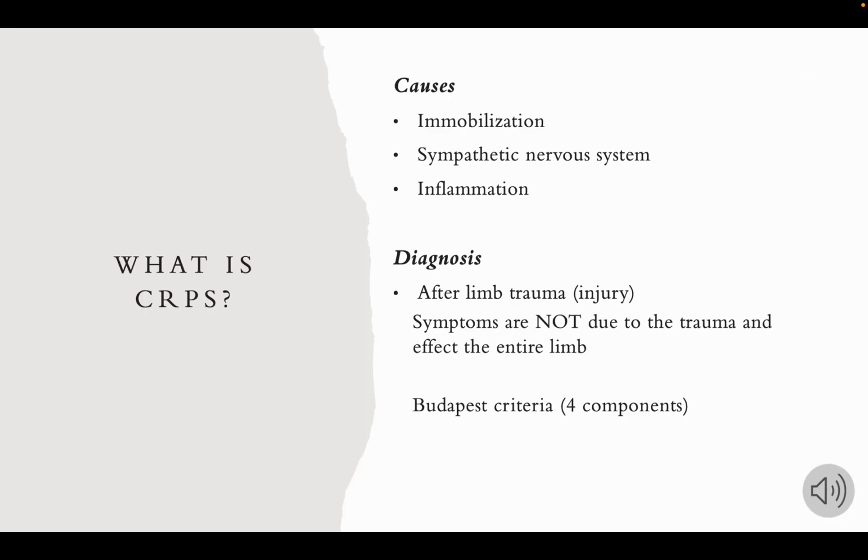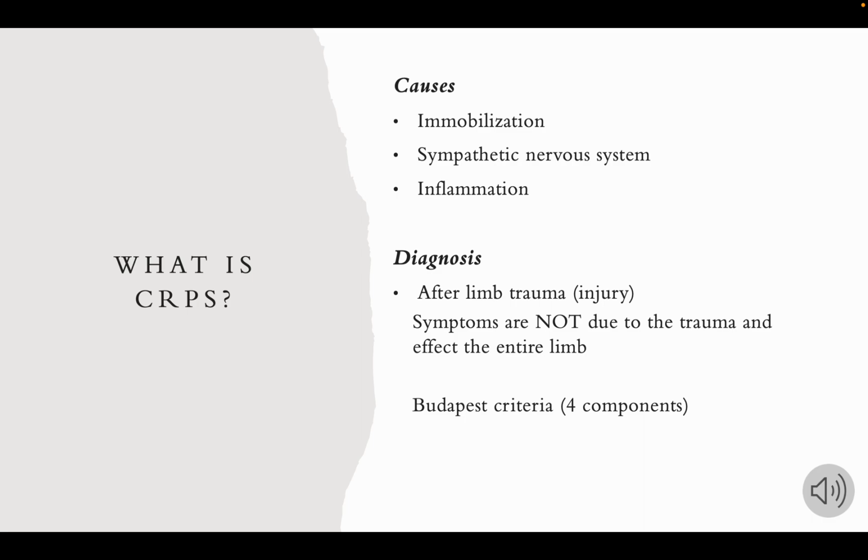The causes of CRPS are unclear, but there may be some factors that contribute to the condition. Immobilization after an injury may lead to increased sensitivity to pain or changes in temperature of the limb. CRPS may also involve the sympathetic nervous system.